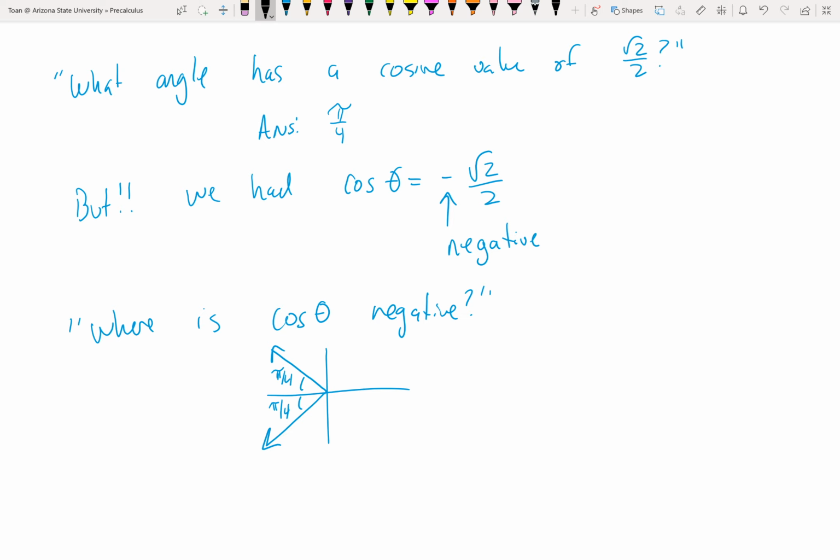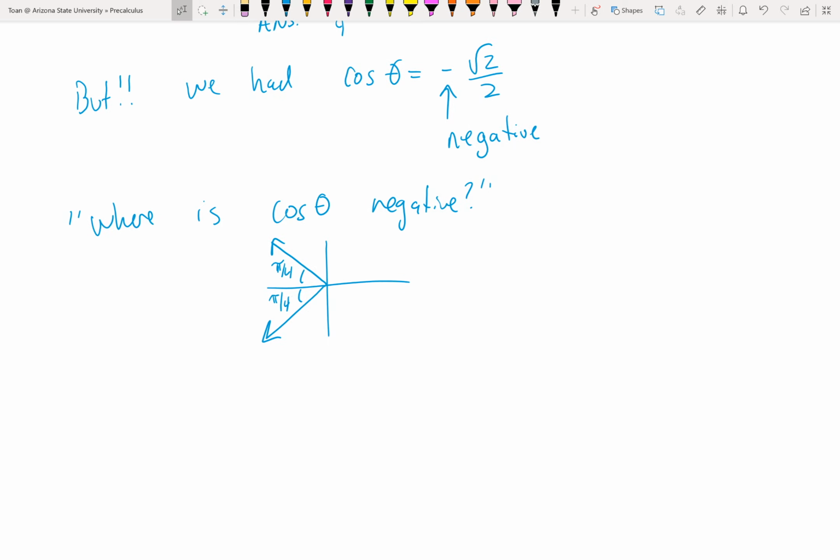So now we can actually answer the question. Solve cosine of theta equals negative radical 2 over 2. I know one answer is going to be right here, and then the other answer is going to be right there. So let's do the first answer. If you have a reference angle of pi/4 in the second quadrant, that should give us 3 pi/4. And if you have a reference angle of pi/4 in the third quadrant, I'll call it theta 2, that should give us an answer of 5 pi/4.